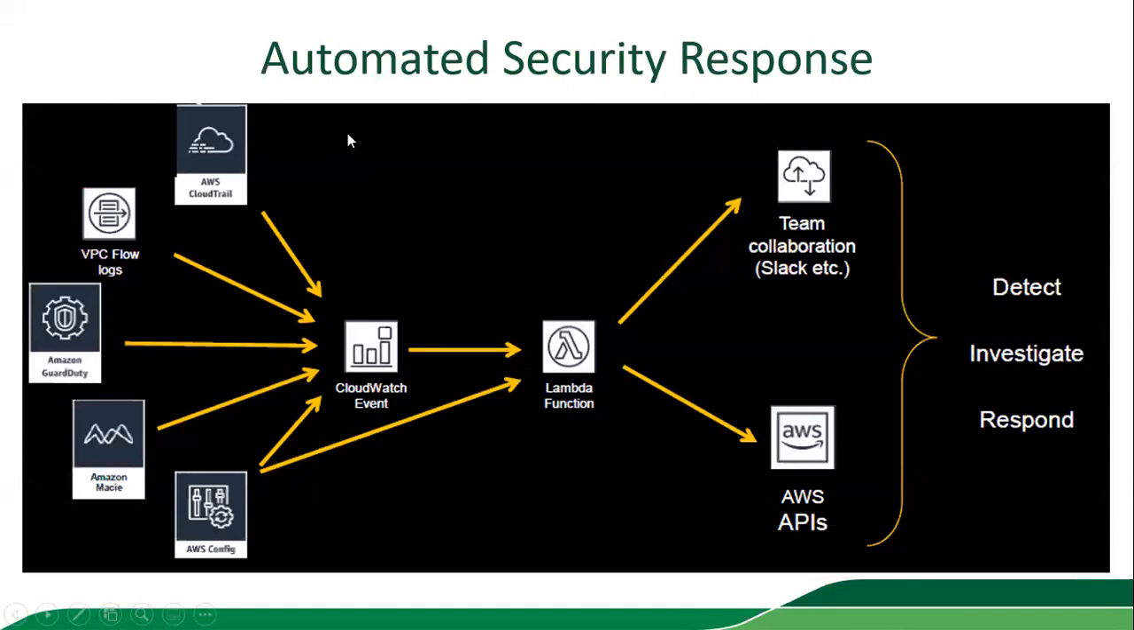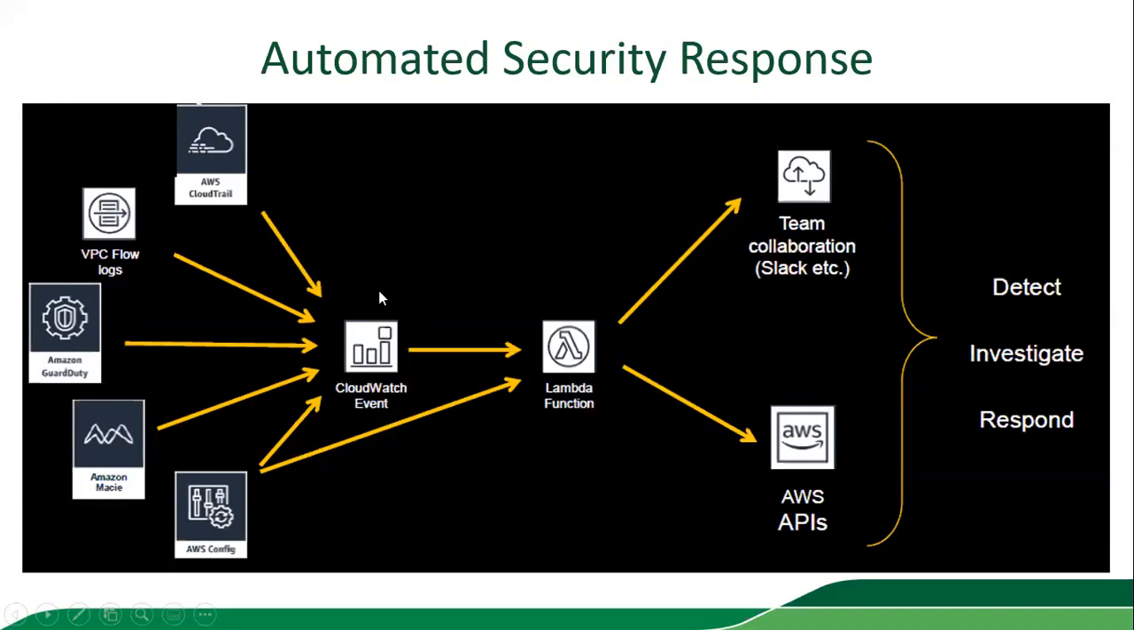Let's take a quick example of an automated security response, and how it'll work. We know that we are using CloudWatch event and Lambda function for the automated security response. Again, the sources can be multiple. You can have findings coming from GuardDuty, from Macie, from Config, from CloudTrail.